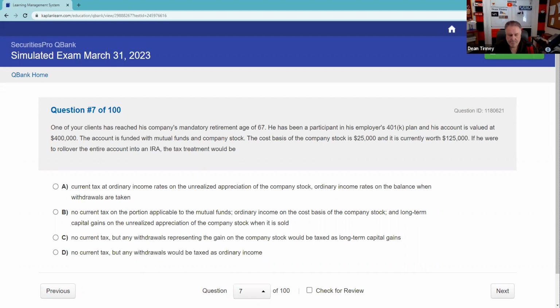No current tax on the portion applicable to the mutual funds, ordinary income on the cost basis on the company stock. It's not a B either. No current tax, but any withdrawals representing the gain on the company stock would be taxed as long-term capital gains. Also, there's no capital gains on 401k plans. So no current tax, but any withdrawals would be taxed as ordinary income. So D. Excellent.